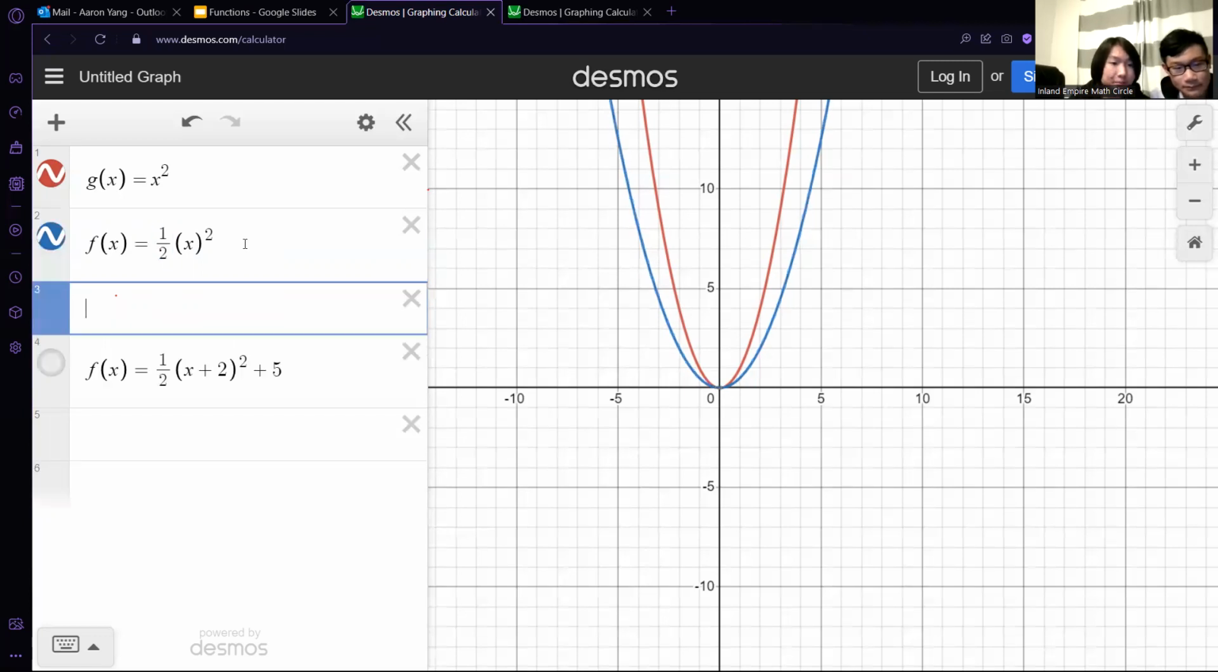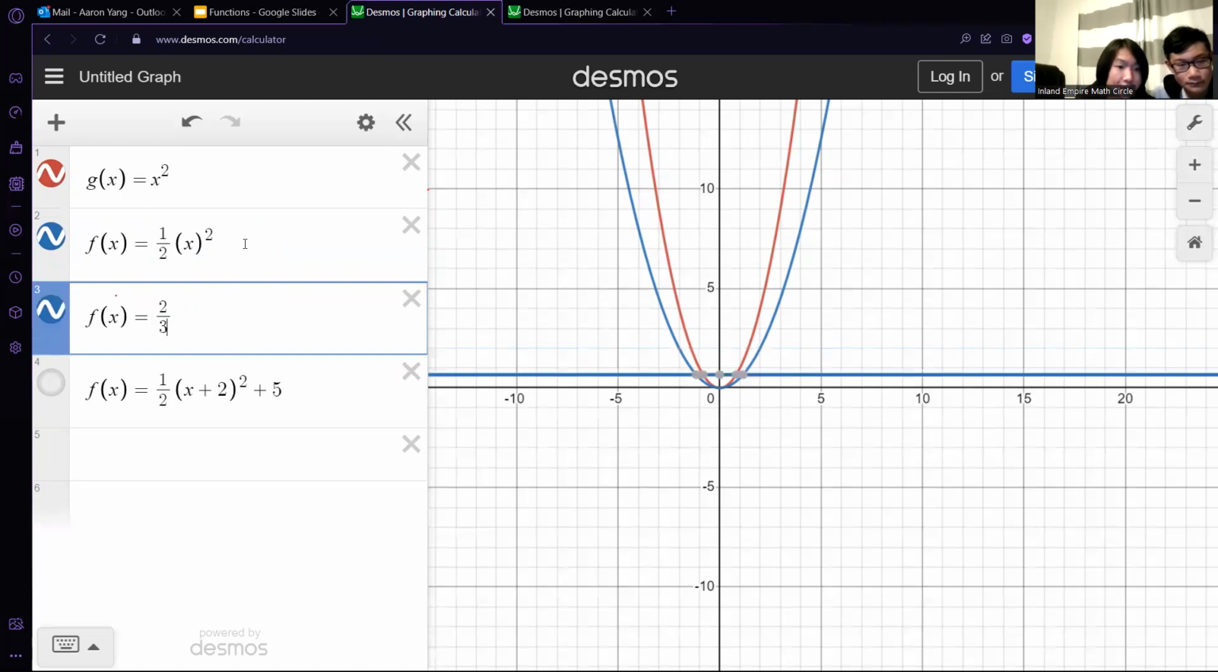So the next step of this, let me write this function again. Now, let's say we're going to move it vertically. Oh, wrong number.